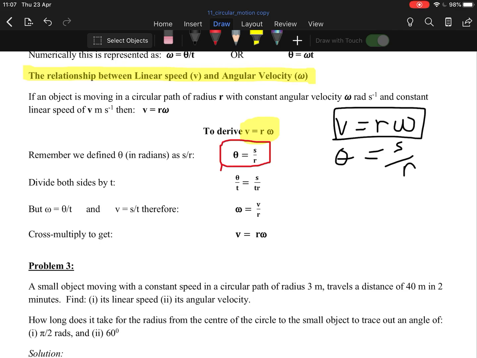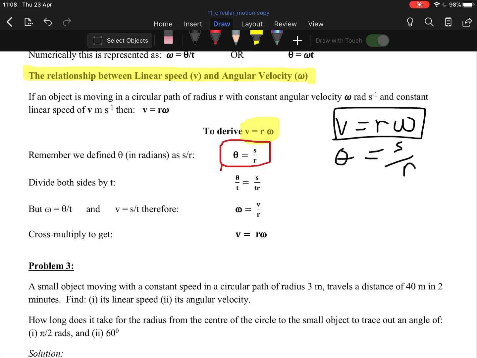Whatever you do to one side of an equation, you have to do to the other, okay? So if we divide the left-hand side by T, you have to divide the right-hand side by T. The reason for that is, let's say, for example, theta is 5, S is 10, and R is 2. So therefore, theta is equal to 5 is equal to 10 divided by 2. In other words, 5 equals 5.